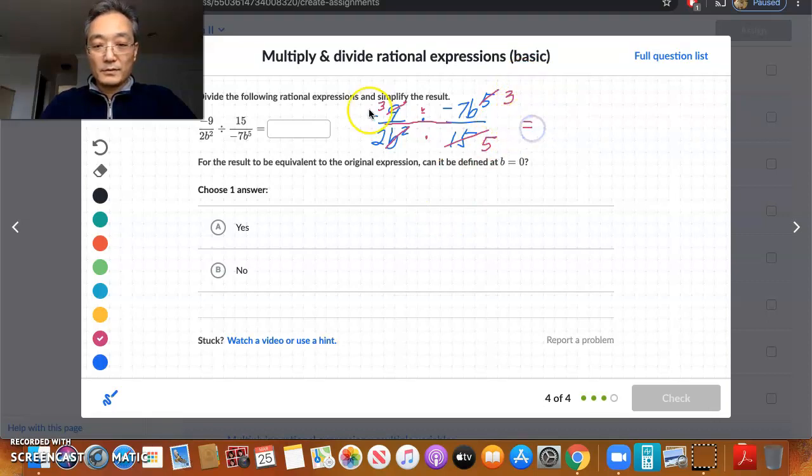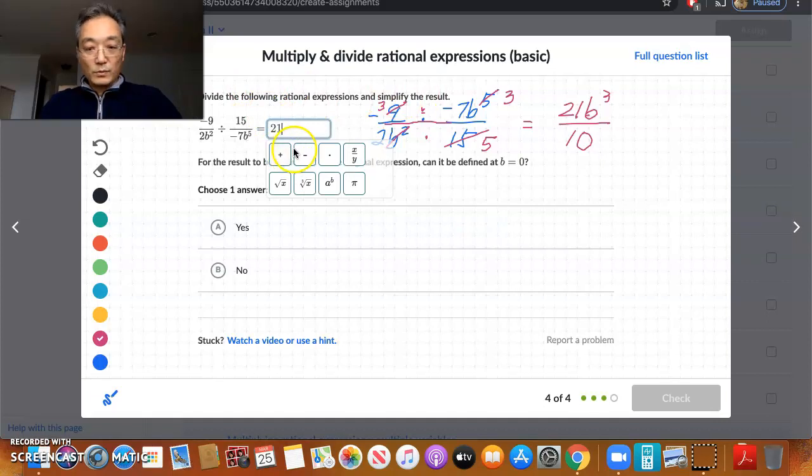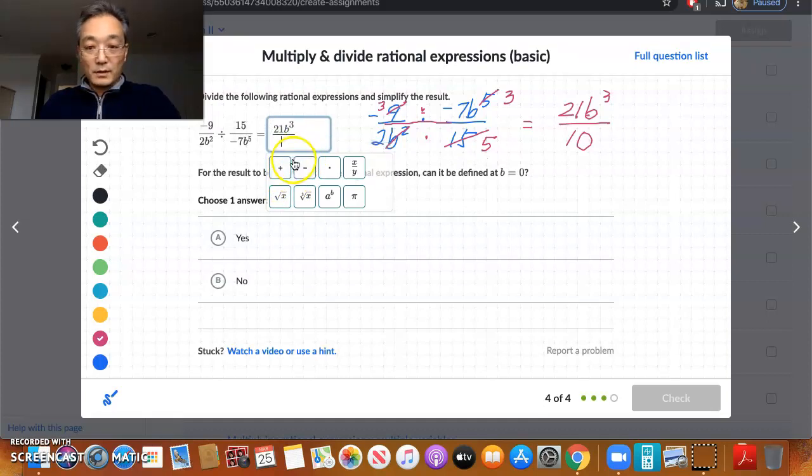So now let's write out, multiply across. We have negative 3 times negative 7 is positive 21 b to the 3rd over, and then we have 2 times 5 is 10. All right, and I think that's our simplified expression. So we're going to write that: 21b to the third divided by 10.